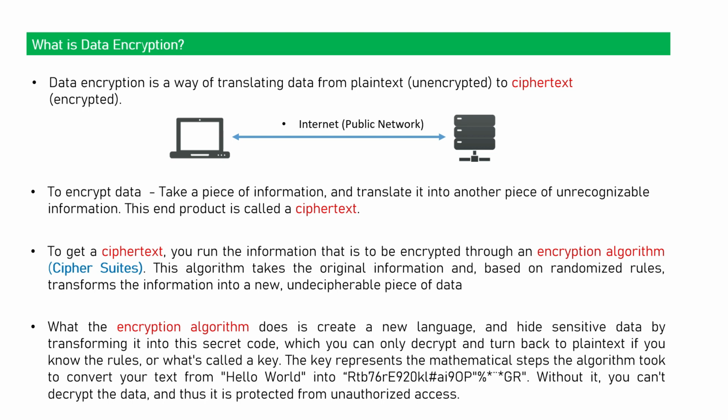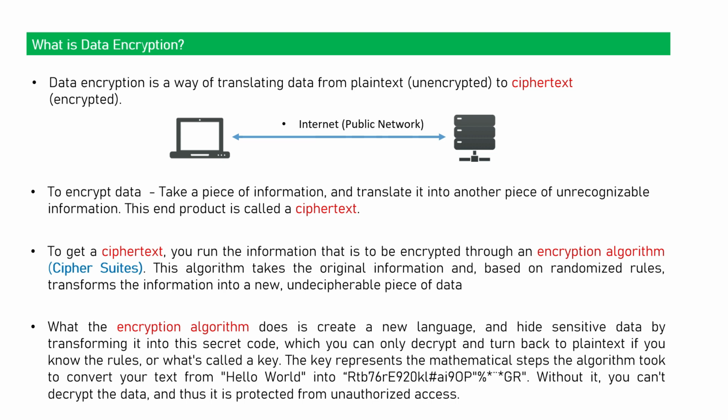So it is converting the plain text data into some different form of data, which you can call binary data, or junk data, which is not understandable by everyone. You can only decrypt it and turn it back to plain text if you know the rules, or what is called a key. Now, if that data is encrypted over the internet, and once it reaches the server, at the server end this data again needs to be decrypted, right?